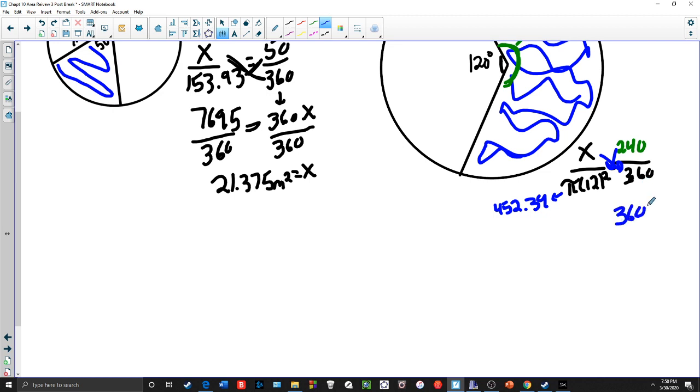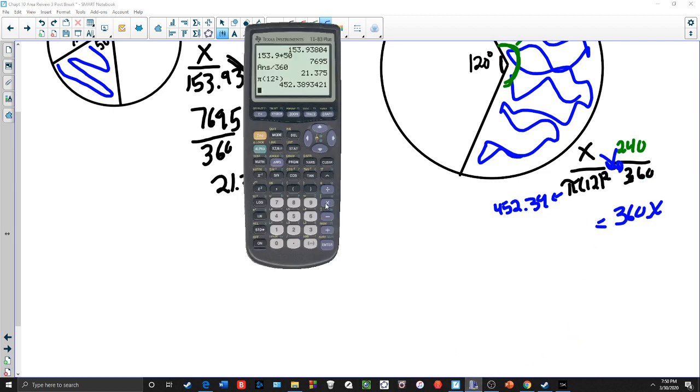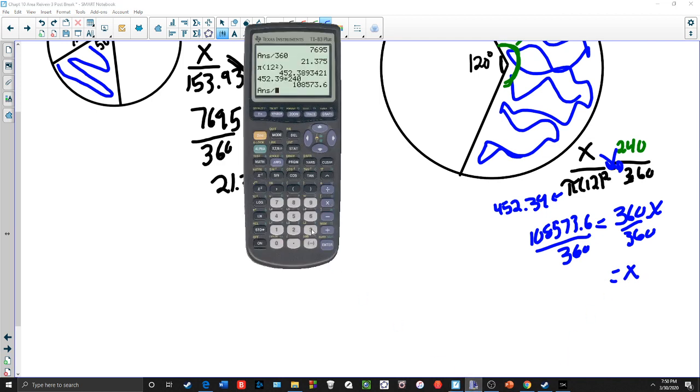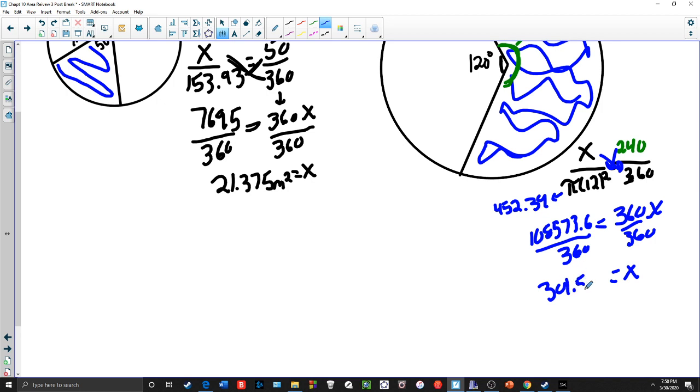So 360x is equal to 452.39 times 240 is 1085.73.6, which again, sounds like a big answer because it is, but we're going to divide by 360 here to get rid of it. And we get x is equal to whatever this is, 301.593 repeating.